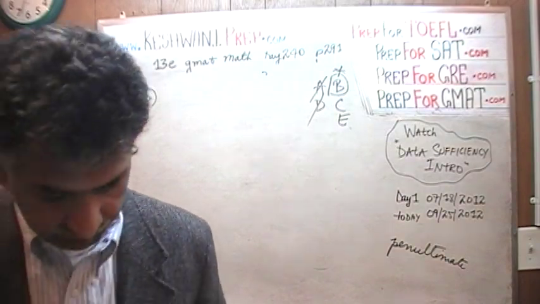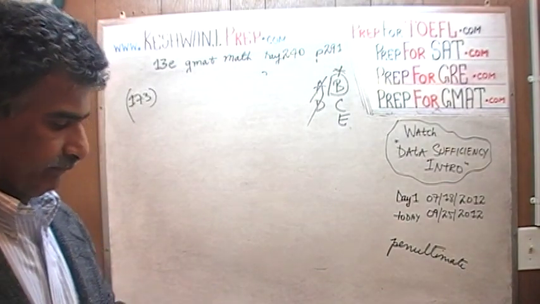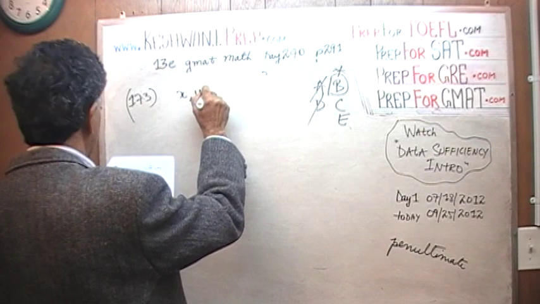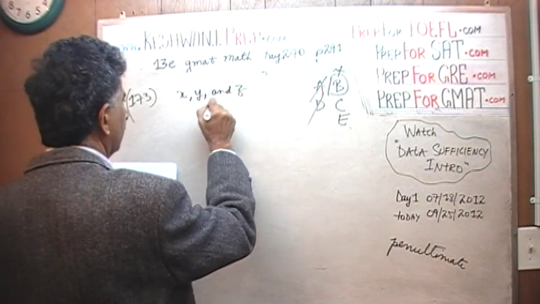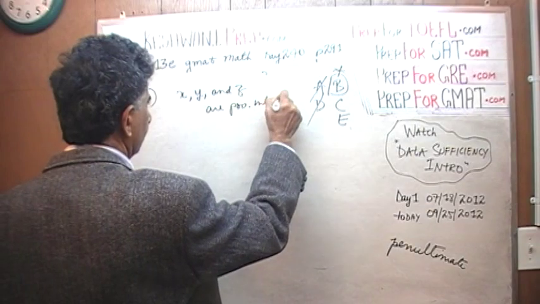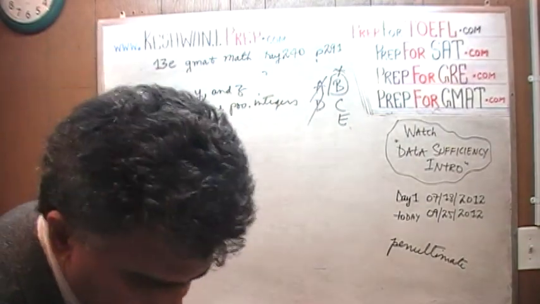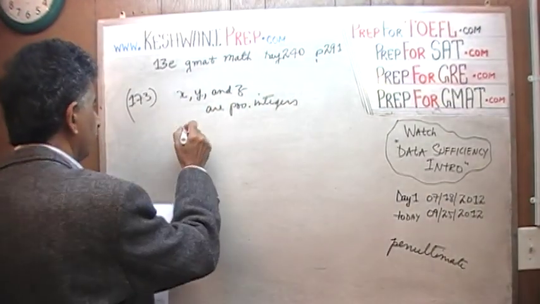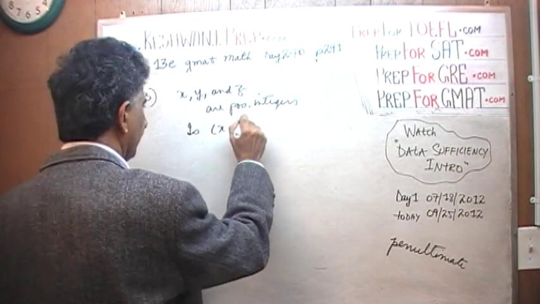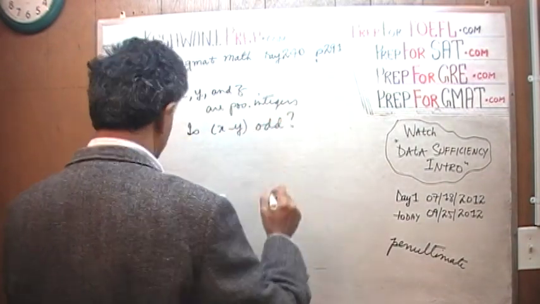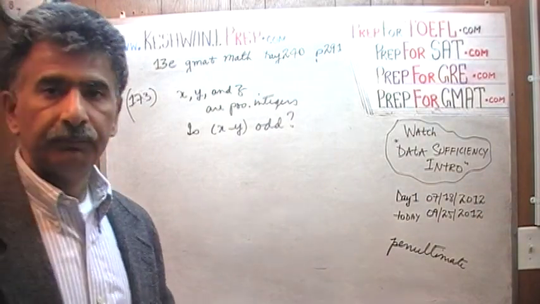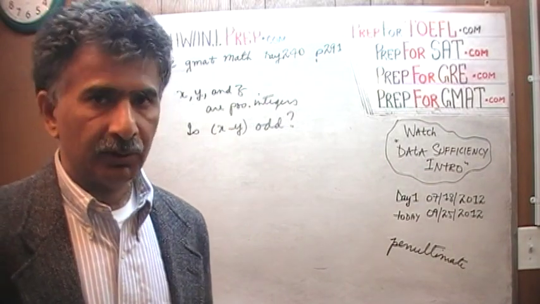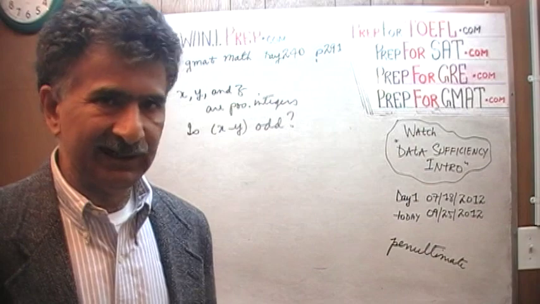Number 173. Let's take a look at it. It says x, y, and z are positive integers. Alright, fair enough. I'm good for that. Let's cross out this part here so that we don't get confused. Again, the question simply is: is x minus y odd? Very simple, very straightforward question. As I always tell you, the questions in these data sufficiency sections do tend to be very simple and straightforward. It is the answers that get prickly.